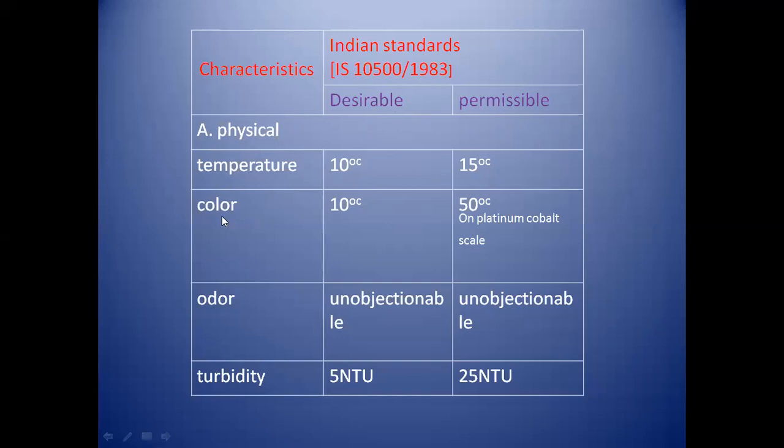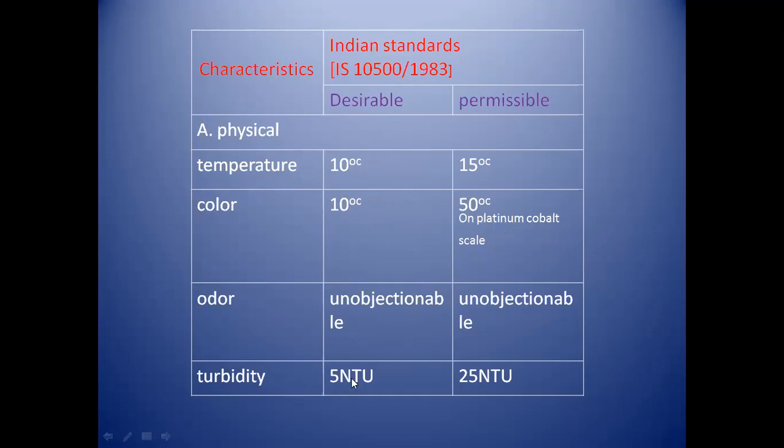Then the second characteristic is color. The desirable value of color of water is 10 and the permissible value is 50 on the platinum cobalt scale. This scale, the platinum cobalt scale, is used for measuring the color of water. Then the next characteristic is odor. As per Indian standard, the odor of water should be unobjectionable in desirable as well as permissible condition.